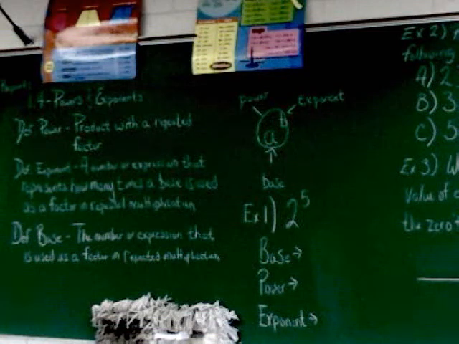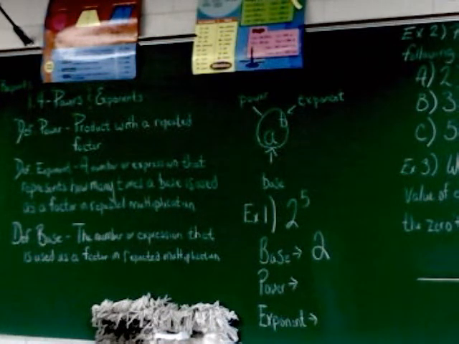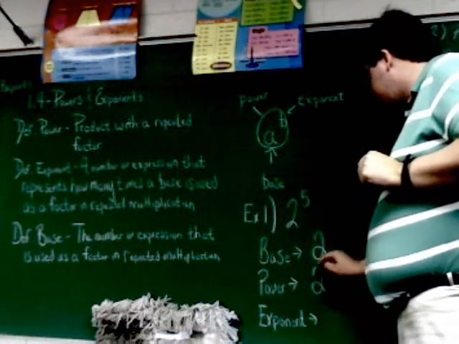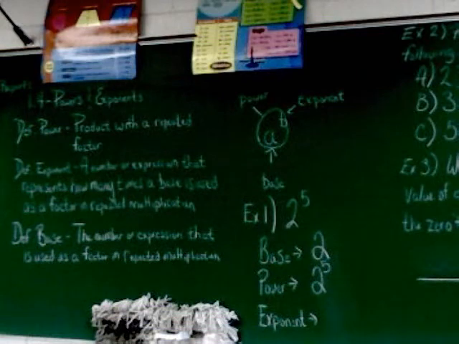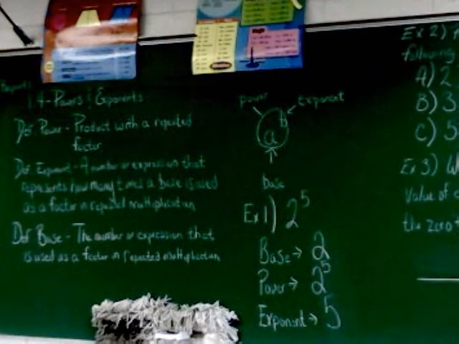So if we take a look at example 1, 2 to the 5th, what's the base? 2 is the base. What is the power? 5? No. 2 to the 5th. The whole thing is the power. Now, what's the exponent? 5. 5 is the exponent. Good. If you can do that, you'll get the quiz question right on Friday.